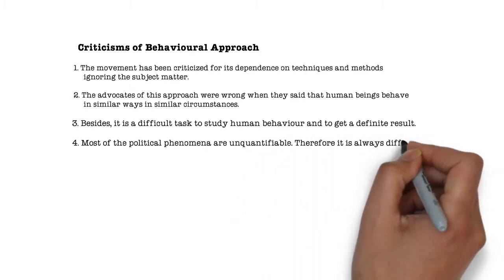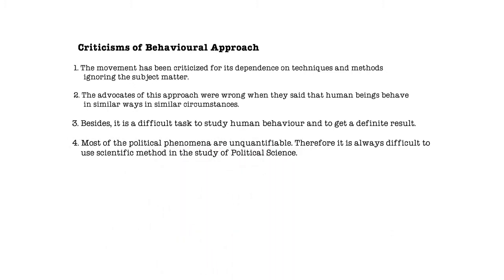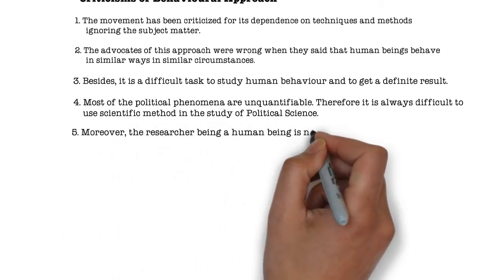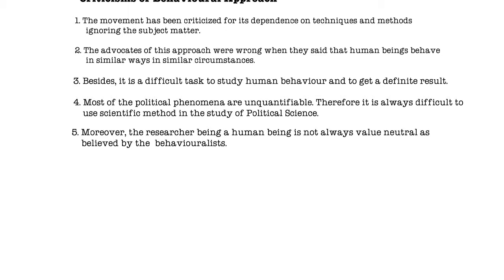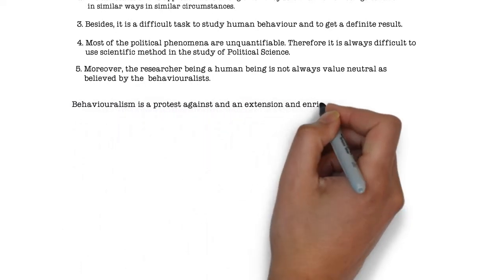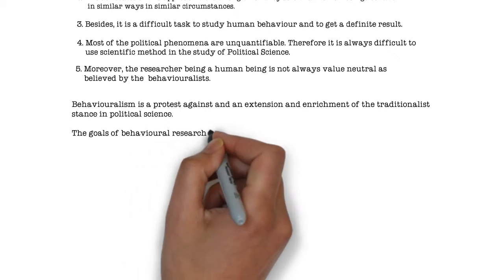Number 4. Most of the political phenomena are unquantifiable, therefore, it is always difficult to use scientific methods in the study of political science. Moreover, the researcher, being a human being, is not always value neutral as believed by the behavioralist. Therefore, behavioralism is a protest against and an extension and enrichment of the traditionalist stance in political science.